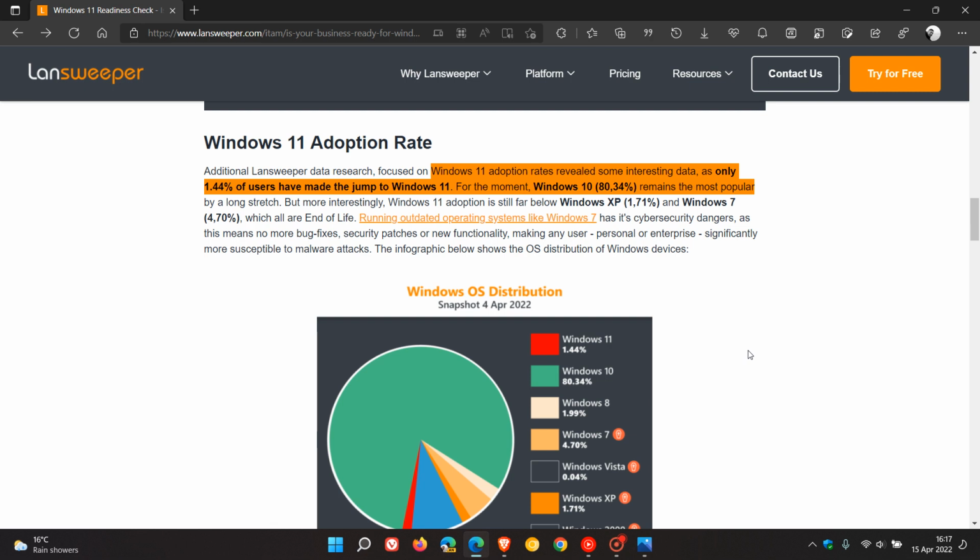Now, one thing we must remember with these surveys and reports done by different companies is that they do use different methods to achieve their results. So although they do give us a good indication of market shares and percentages of the Windows operating system, they are not 100% completely accurate. So just keep that in mind.